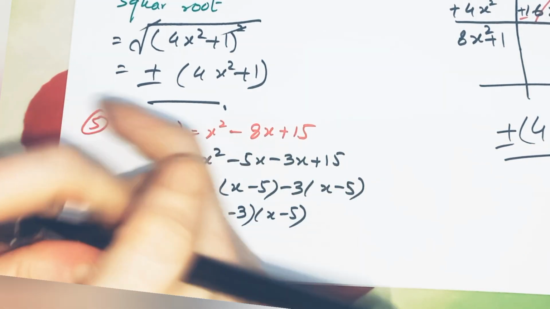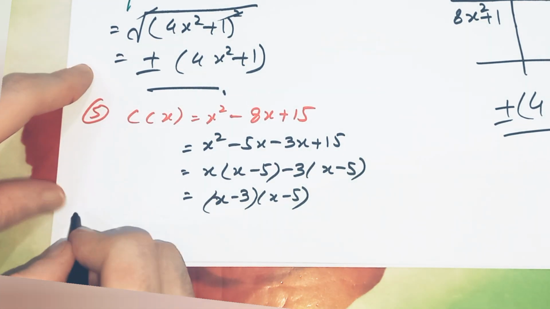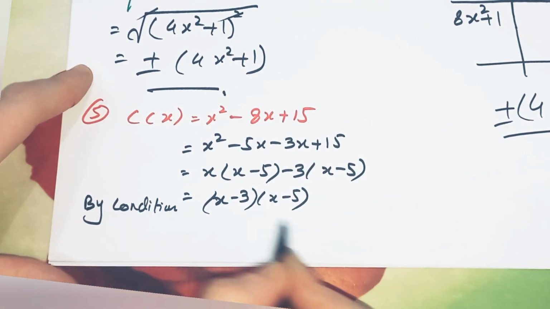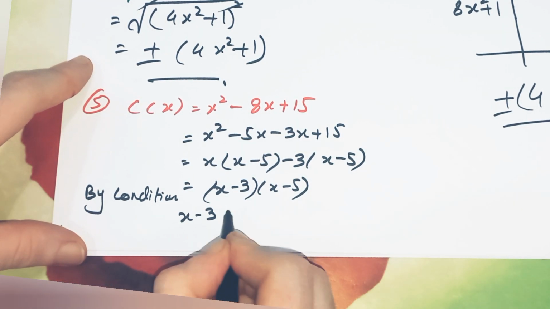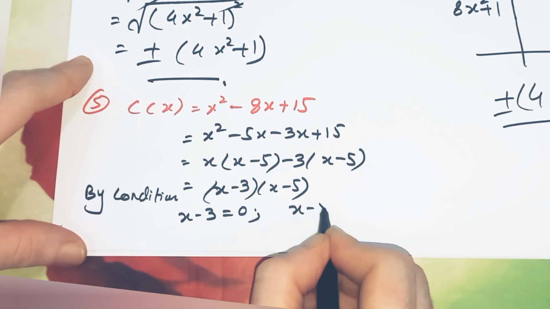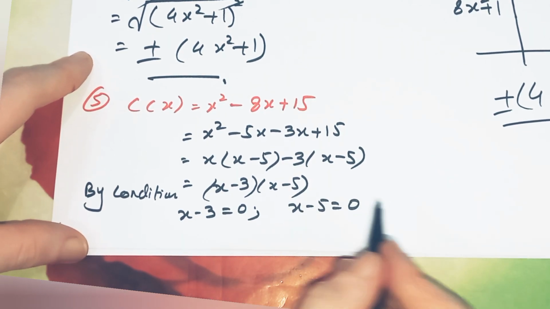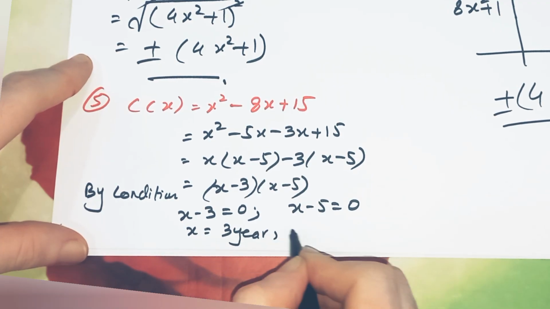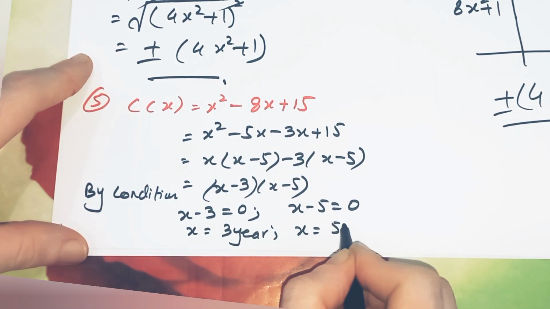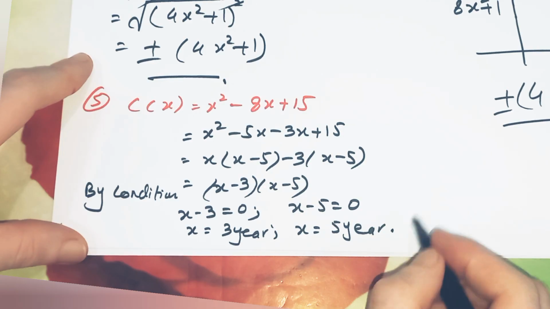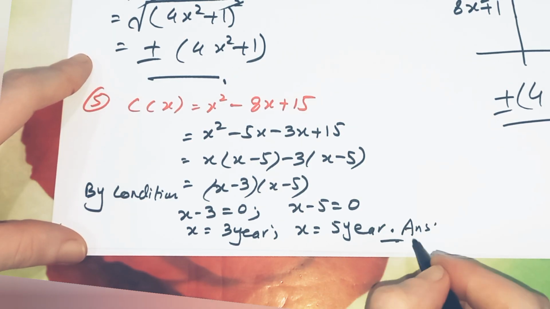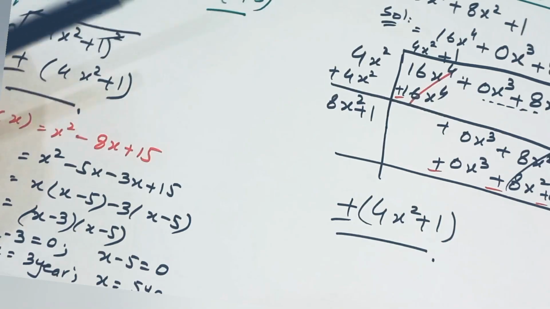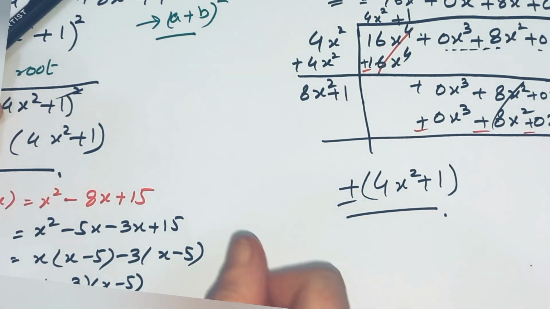Okay, now we make the condition to find some year. x minus 3 becomes equal to 0, x minus 5 becomes equal to 0. The final answer is 3 years and the other is 5 years. This is the answer of our question, and we completed our chapter number 4 completely with the review exercise.